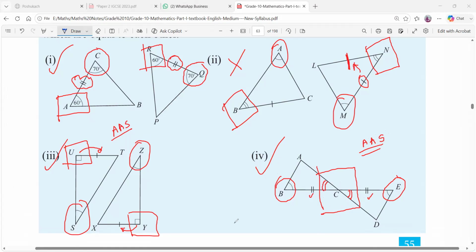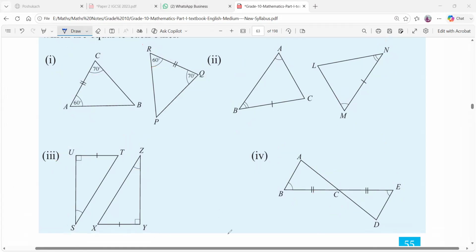What is the angle, side case like that? Angle, side case. Is that clear? The second case. What is that? Angle, angle, side case. That's the second case. And the next thing, the third case.